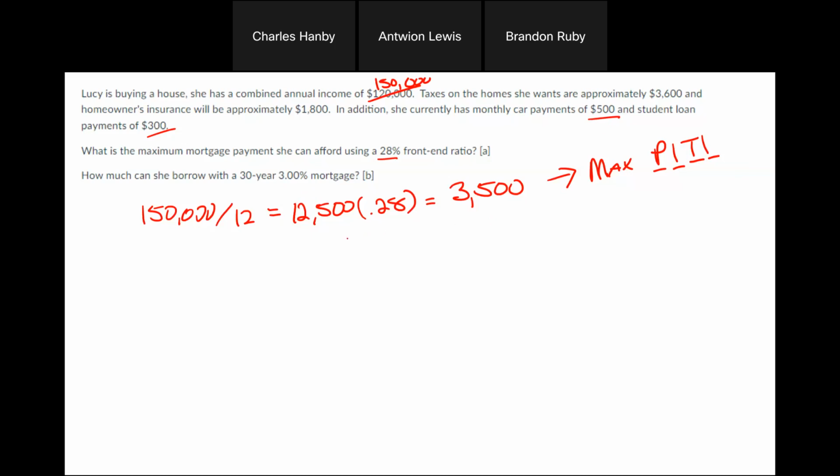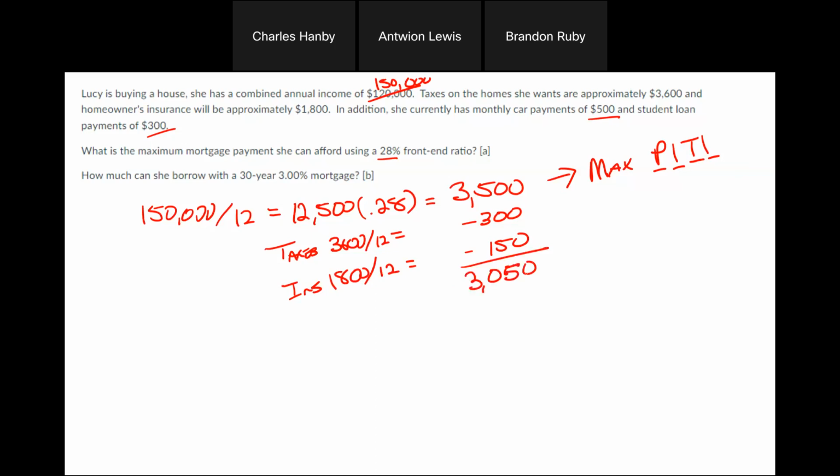So 3,500. The taxes, 3,600, that's annual, so we divide by 12 and we get 300. We're subtracting that. And then the insurance is 1,800, divided by 12, and that's 150. And again, we're subtracting that. So subtracting 450, that's $3,050, the max mortgage payment.